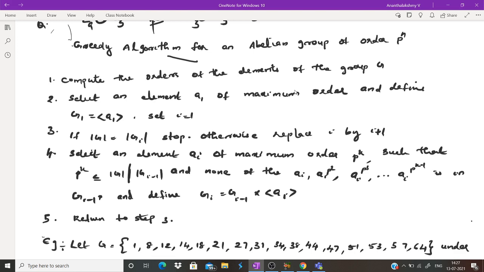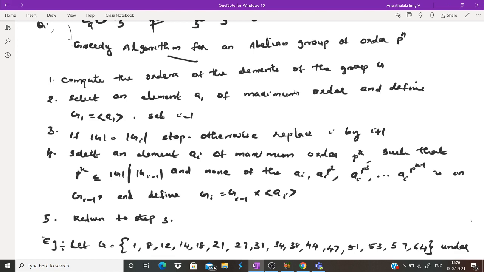Third step: if the order of G equals the order of Gi, that is, first you compute G1, and if the order of G is the same as the order of G1, then you stop there. Nothing more is needed, as G becomes cyclic. So our process stops, otherwise repeat this process.